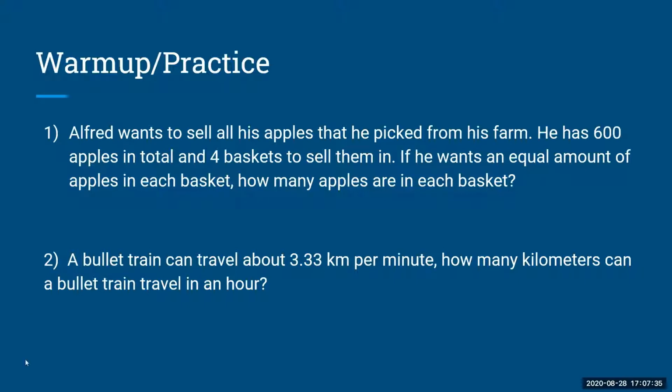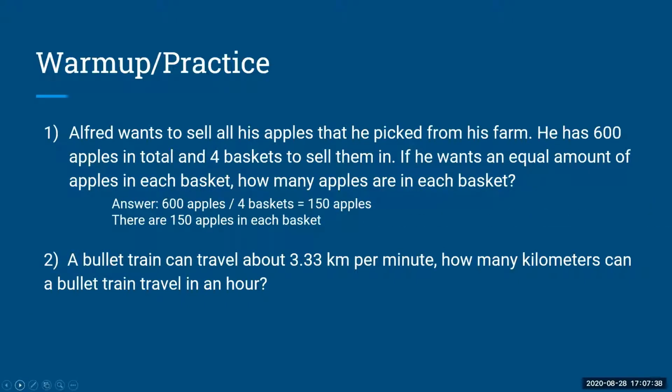So let's move on. Pretty good. So yeah, 600 apples divided by 4 baskets is 150 apples per basket. This should have a per basket, if you want to be really precise, because the unit's right here. So there's 150 apples in each basket.